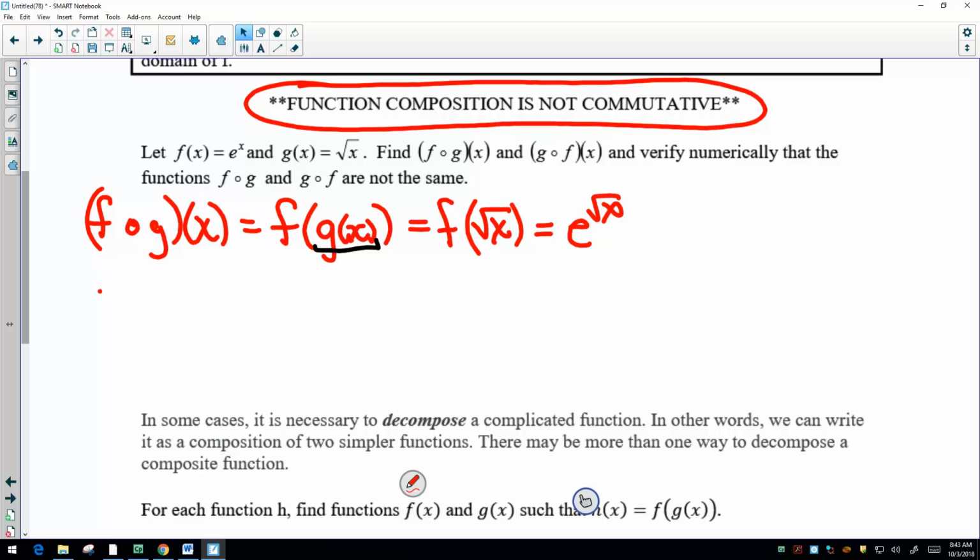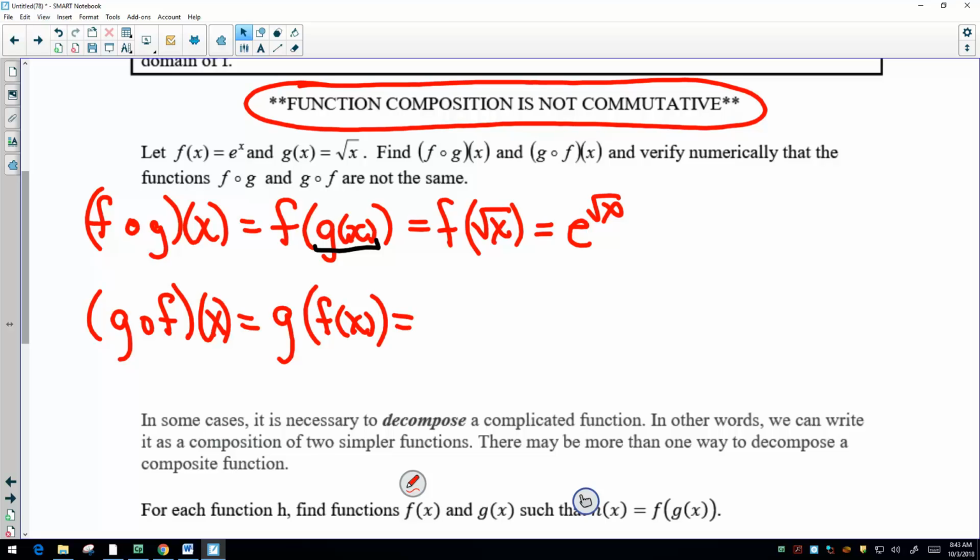Okay, now if we read it going in the opposite direction, g of f of x, and keep in mind the notation for that is g parentheses f of x. Okay, so the order now has changed. That is saying I'm going to take the g function, and anywhere I see an x in the g function, I'm going to replace it with the f of x, and the f of x function is e to the x. Okay, so we start with the g function. The g function is the square root of x, so I see my x value and I replace that with e to the x. So those are our two composed functions.